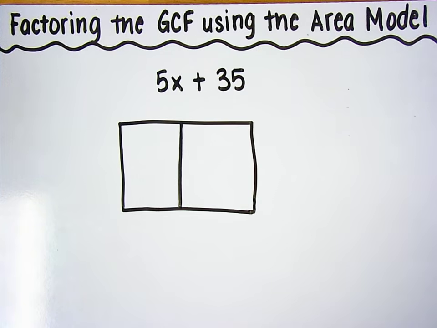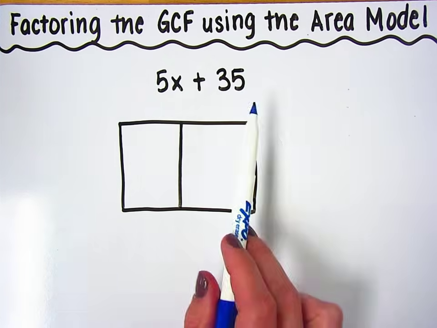We're going to take a look today at factoring the greatest common factor using the area model. We've looked at this model when we were writing equivalent expressions or simplifying expressions using the distributive property. And now we're going to work in the opposite direction where we're going to expand expressions to write equivalent expressions. We know that right now we're looking at the sum of 5x and 35.